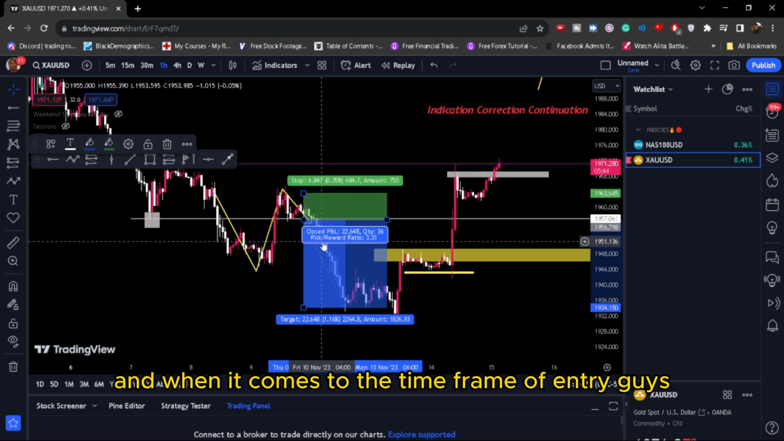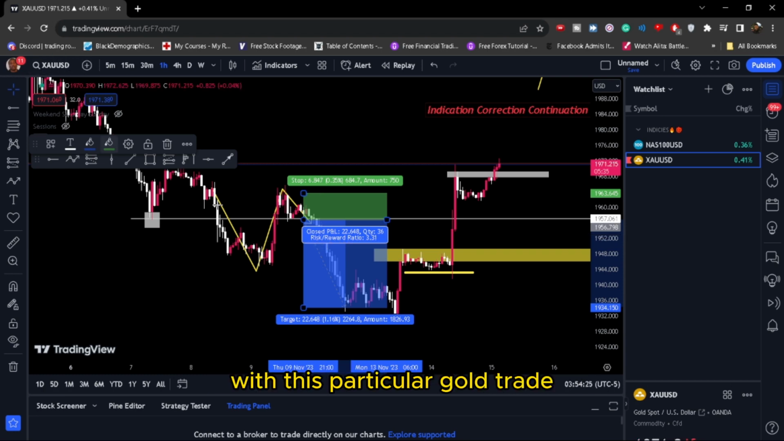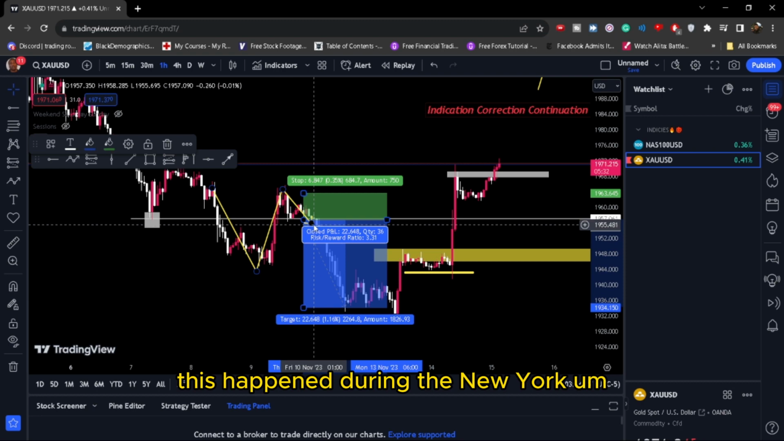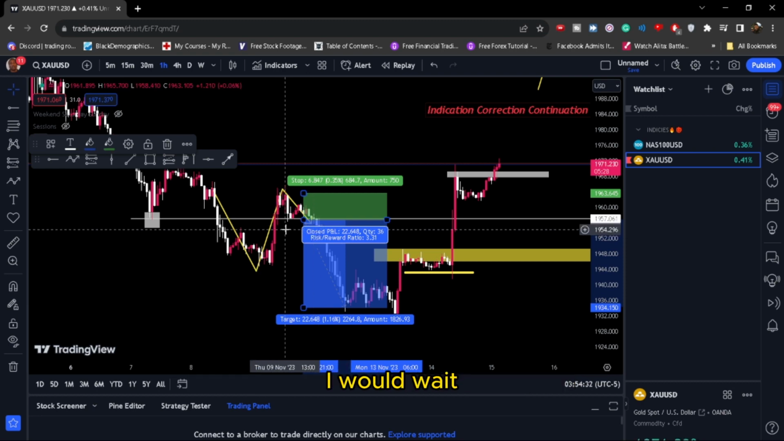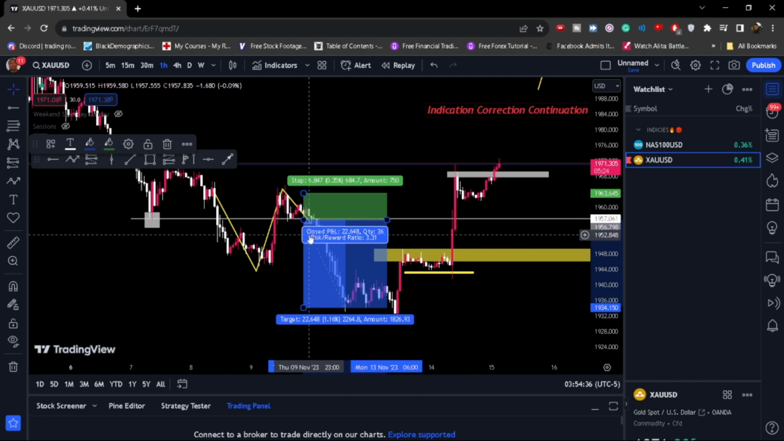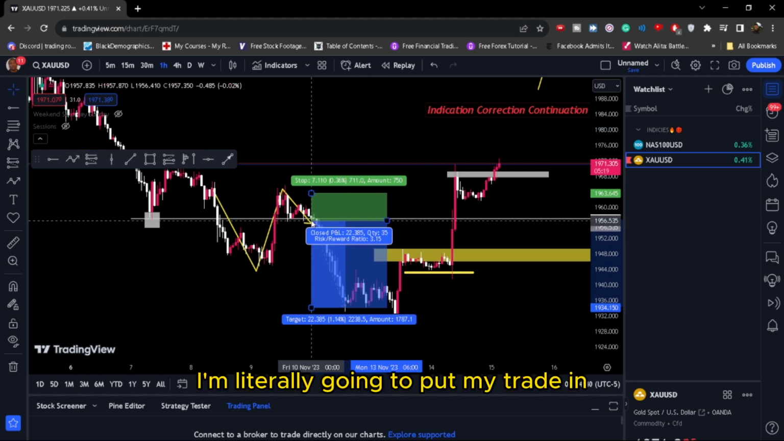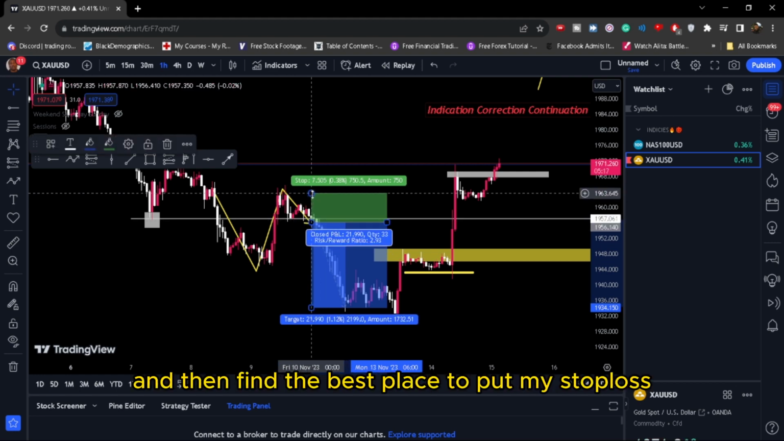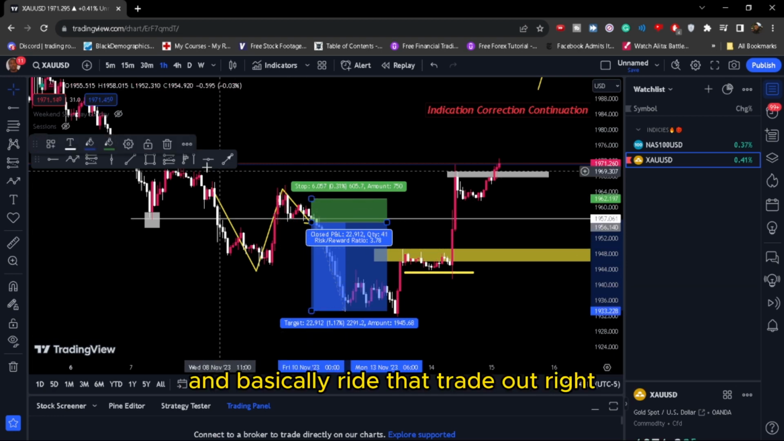And when it comes to the time frame of entry, guys, you can literally use any time frame as long as you are in session trading that pair. So for example, with this particular gold trade, this happened during the London session, right? Me personally, I would wait around 2 a.m. Once I see the 5-minute time frame candle close below that, I'm literally going to put my trade in and then find the best place to put my stop loss and basically ride that trade out, right?